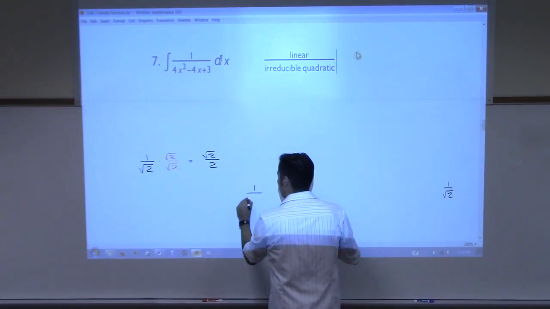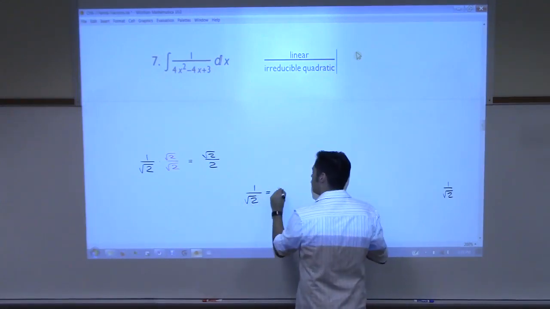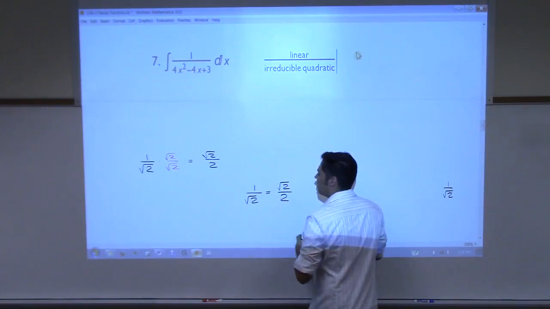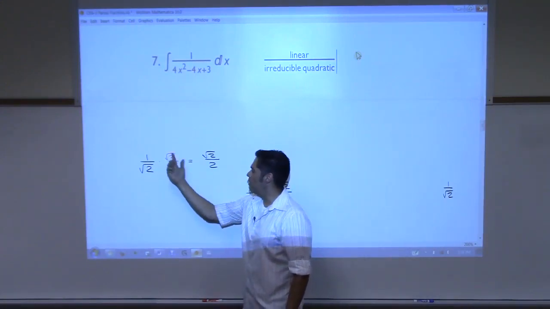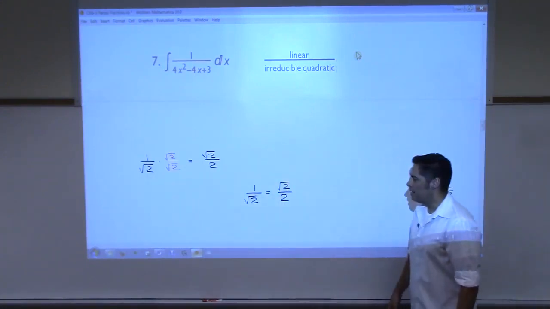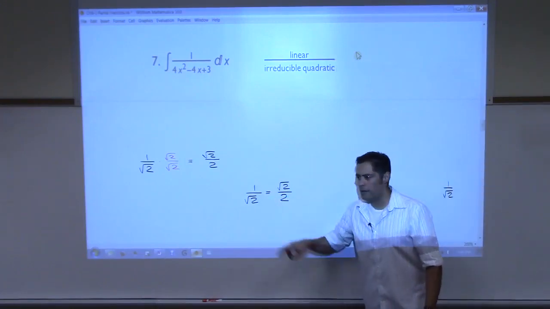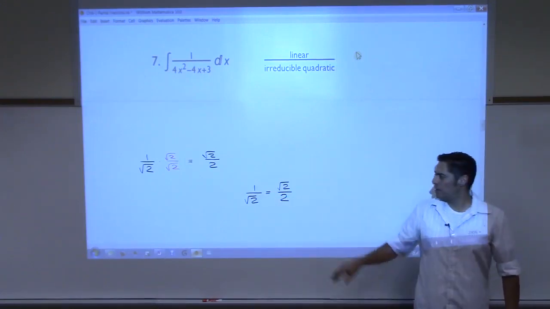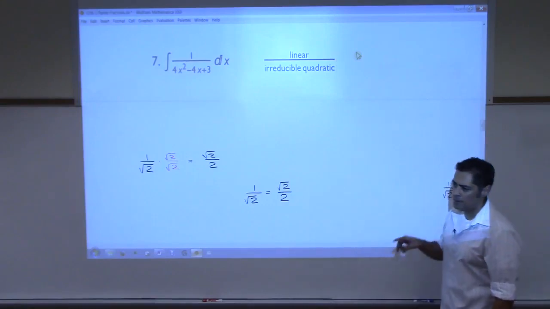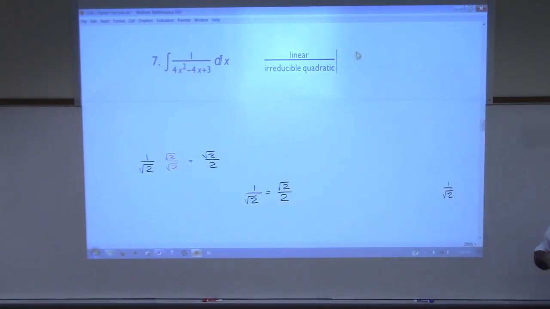So what we have is that 1 over root 2 should be equivalent to root 2 over 2, because all I did was multiply by 1, so these should be the same thing, right? And if you get your calculator out and you put 1 divided by root 2 and you get the answer, you'll get the same thing as you get if you type in root 2 divided by 2. So who cares, right? Either way, it's the same answer.